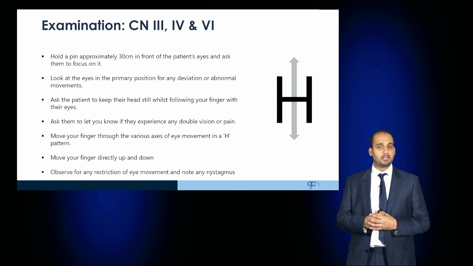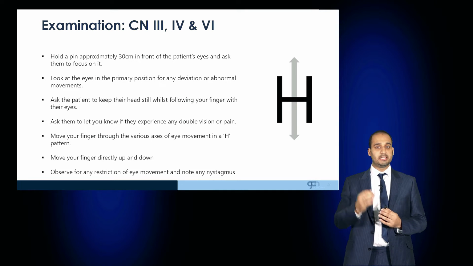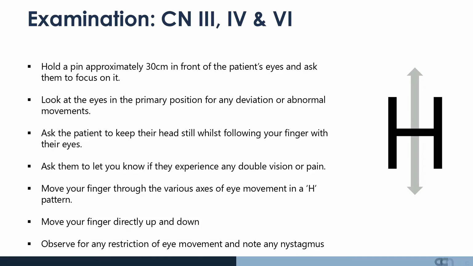Examine the movement of the eyeball by holding a pin approximately 30 centimeters in front of the patient's eyes. Ask them to focus and follow the object by keeping their head still, and ask them whether they experience any diplopia or pain when they follow the object. And you should perform an H movement as well as the direct vertical and up and down movement. Observe for any signs of nystagmus.